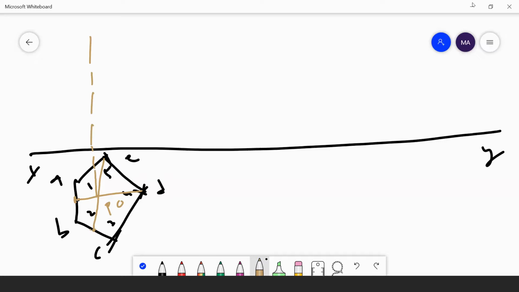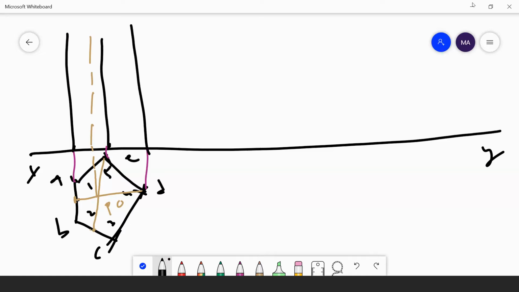Then I am projecting all these points upwards. Then I am extending it to 75, and I joined this one.